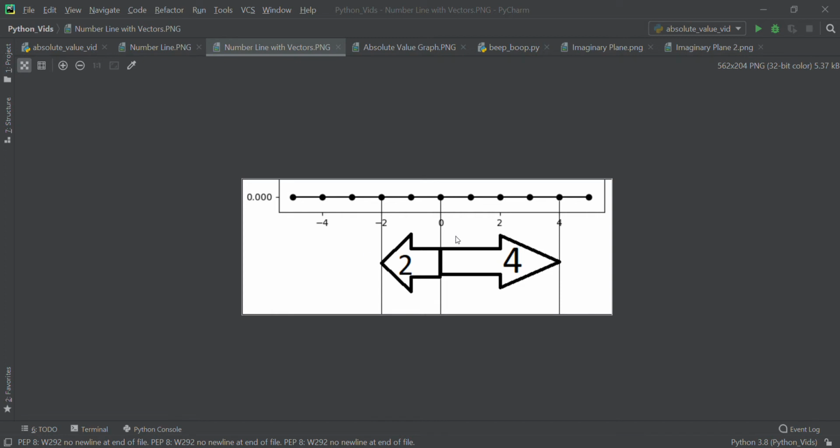It's starting at 0 and stretches out to the left until it hits this -2, and that's where we have it stopping. What's the size of this vector? What's the magnitude of it? Well, it has a length of 2. Yes, it's -2, but it has an absolute value of 2.